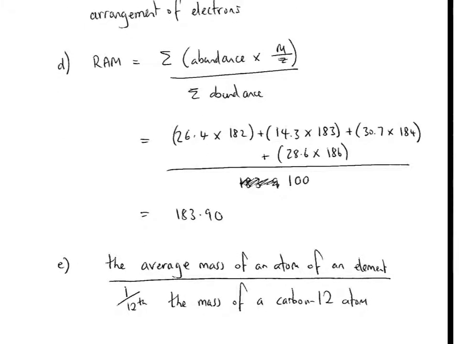Part D. You've got to calculate the relative atomic mass of the sample of tungsten. You use the formula RAM equals the sum of the abundance multiplied by the mass over charge divided by the total of abundance. So 26.4 times 182 plus 14.3 times 183 plus 30.7 times 184 plus 28.6 times 186, all in brackets, divided by 100, because that's the total of the relative abundance, equals 183.90 to 2 decimal places as asked.